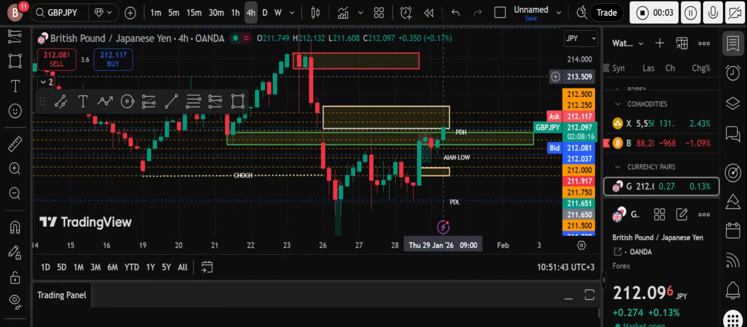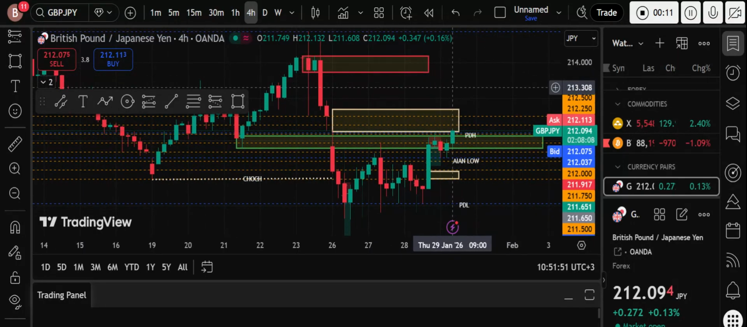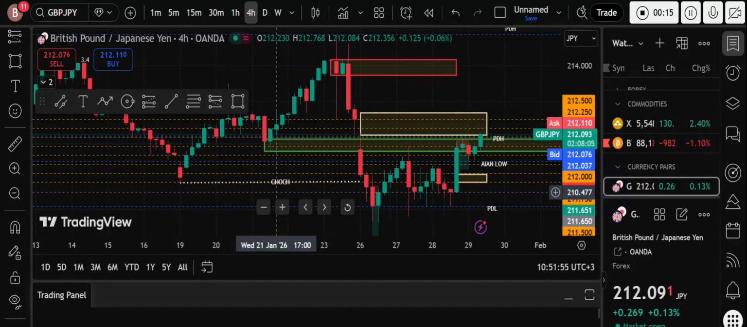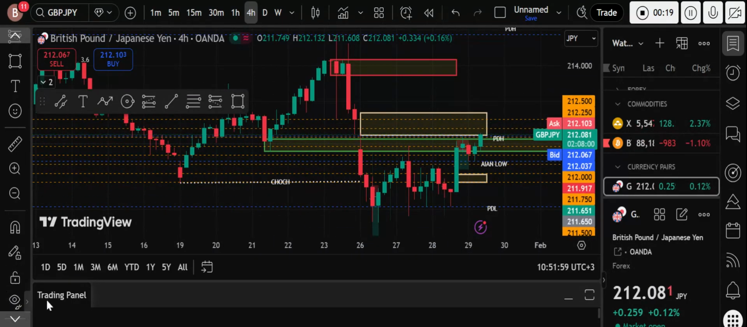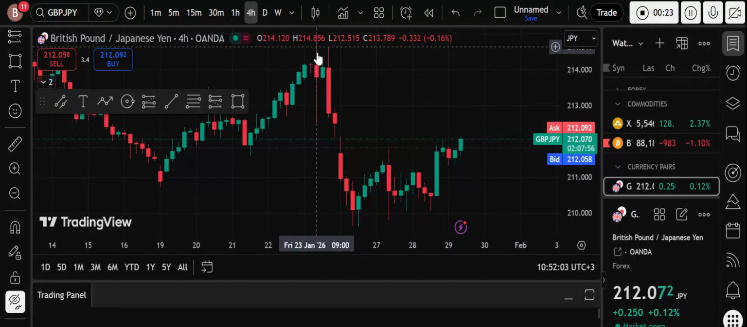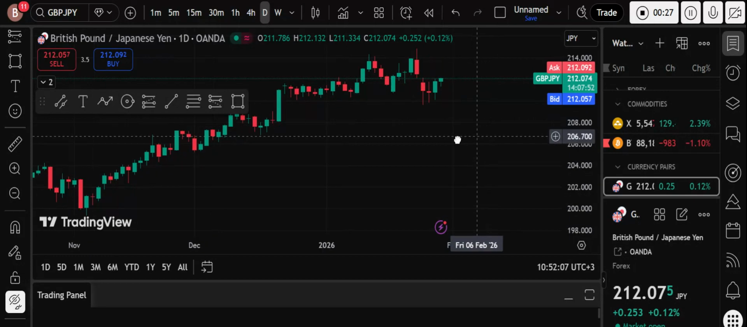So, in this particular video, I want us to talk about the GJ, that is the GBP trading against the Japanese yen. My chart is pretty messy. These are all things that I use. Let me hide them for a minute and let's look at the 4 hour chart. Let's look at the daily first.